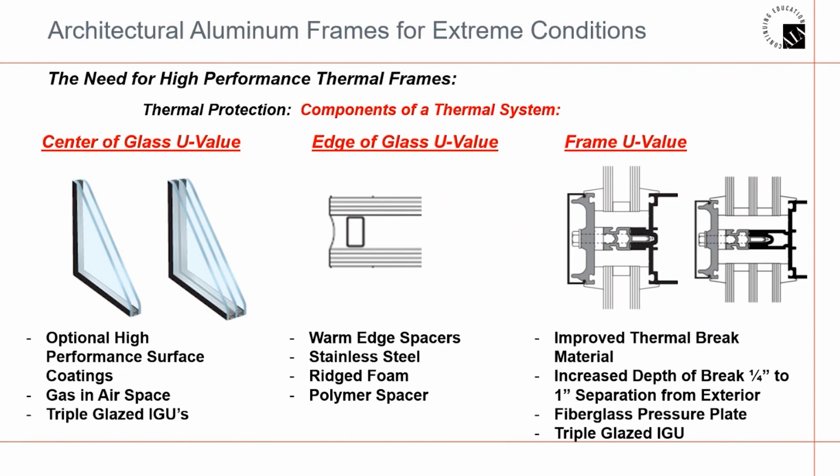So when we talk about a thermal break in a system, there are three components that the architect has control over: center glass U factor, edge of glass U factor, and then the frame U factor. Then all of those combined together will give you the overall system U factor. And that's the number you need to be looking at. It's going to be driven by the code that's adopted in your area.